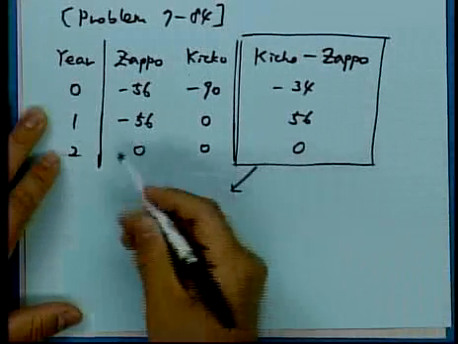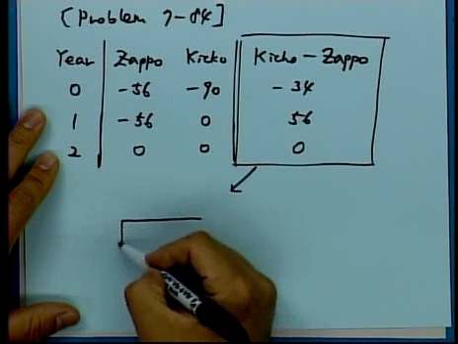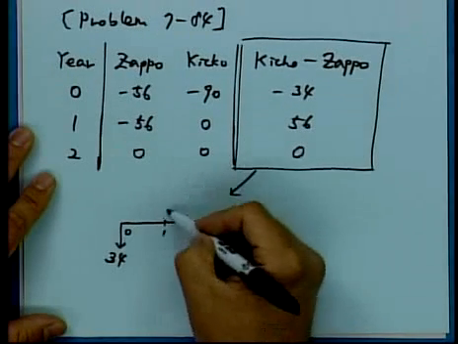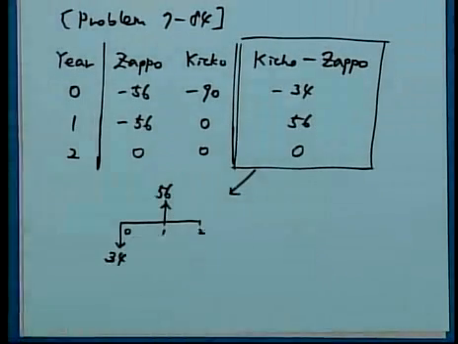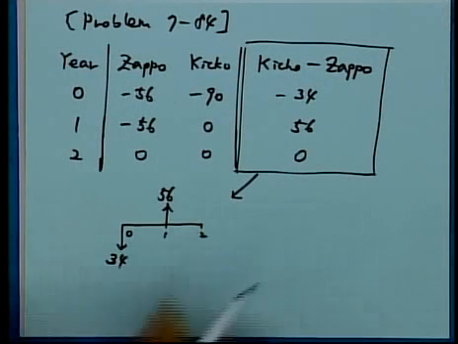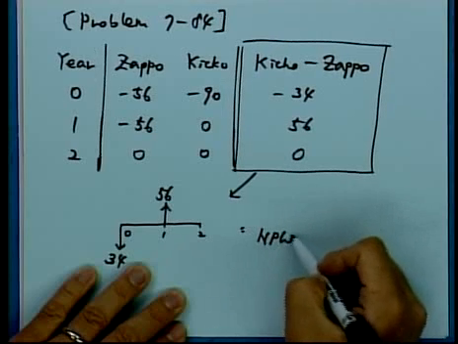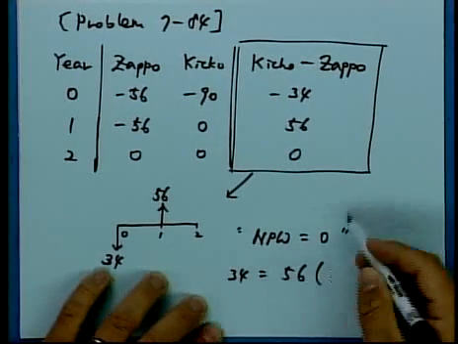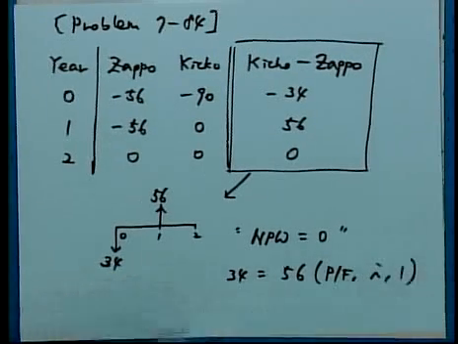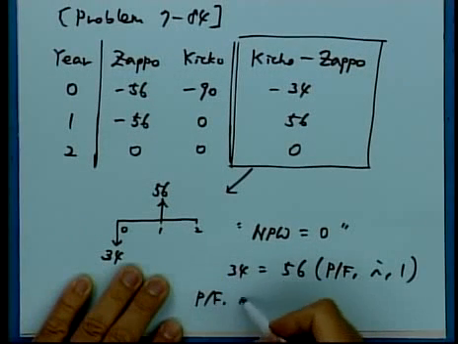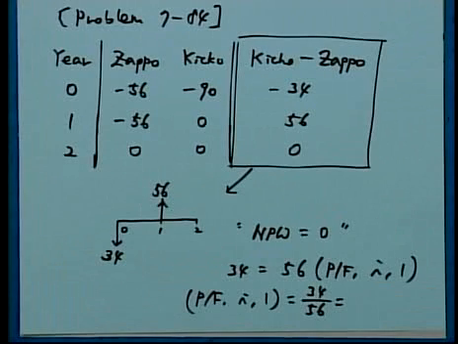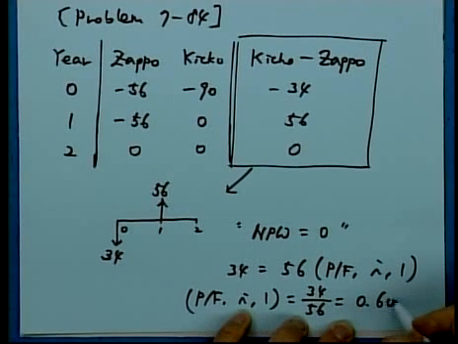So based on this, you can draw the cash flow diagram. There's an initial cost of $34, and then at period 1, there is a benefit of $56, and then at period 2, there is no cash flow, right? And again, we are using the net present worth equals 0 criterion. So simply 34 equals 56 P given F I over 1 period, right? So P given F I over 1 period equals 34 divided by 56. How much is this? That is 0.6071. Okay?